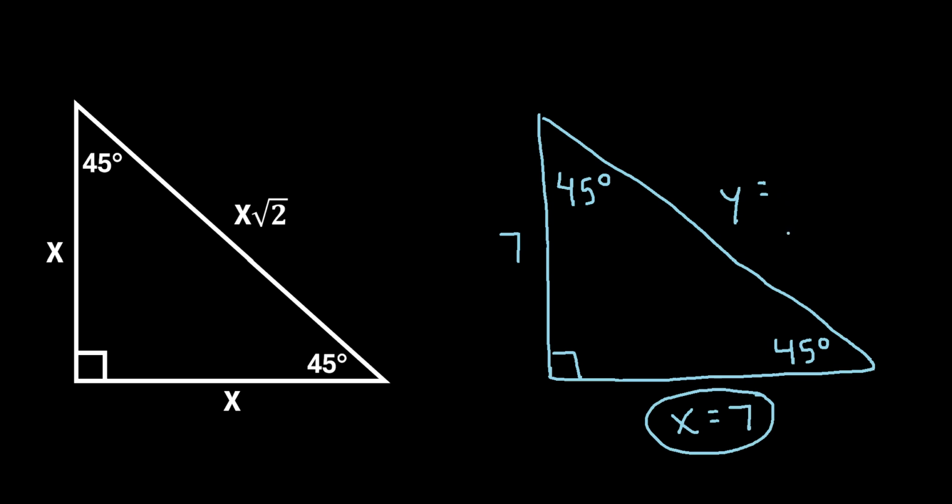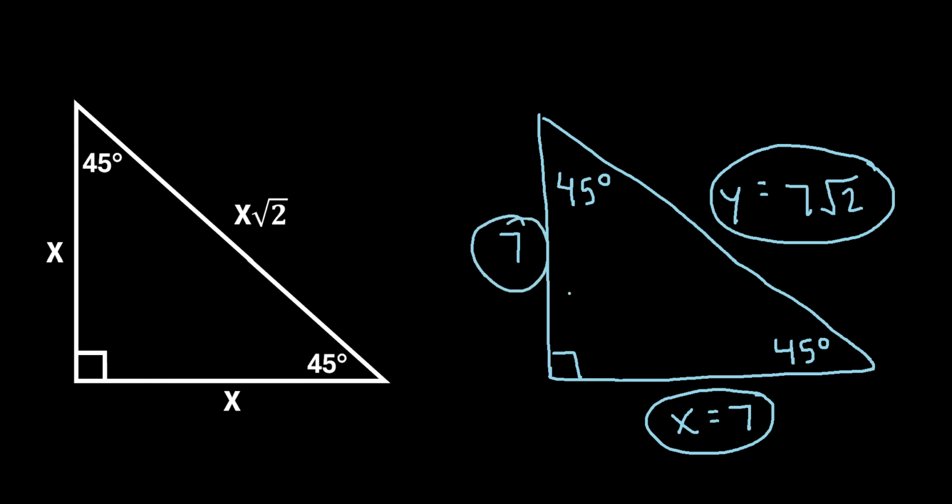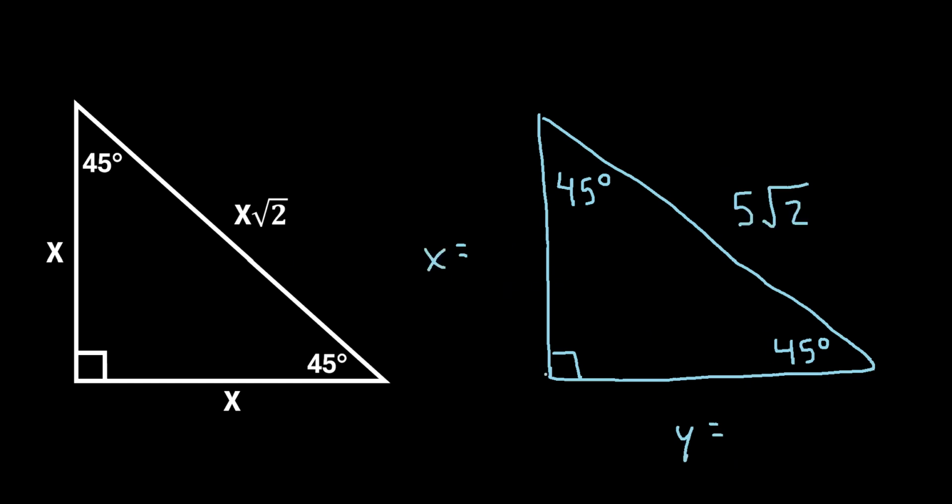Now to find y, the hypotenuse, remember we said it's going to be x, whatever the side length x is, times the square root of 2. So x is just 7, so it will be 7 times the square root of 2. So that's y. That's how we can find these two side lengths knowing only this first side length of 7. All right, let's try another example.